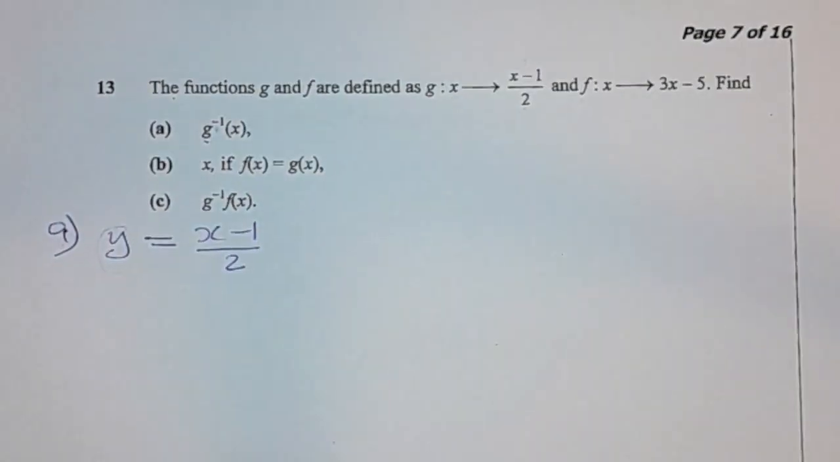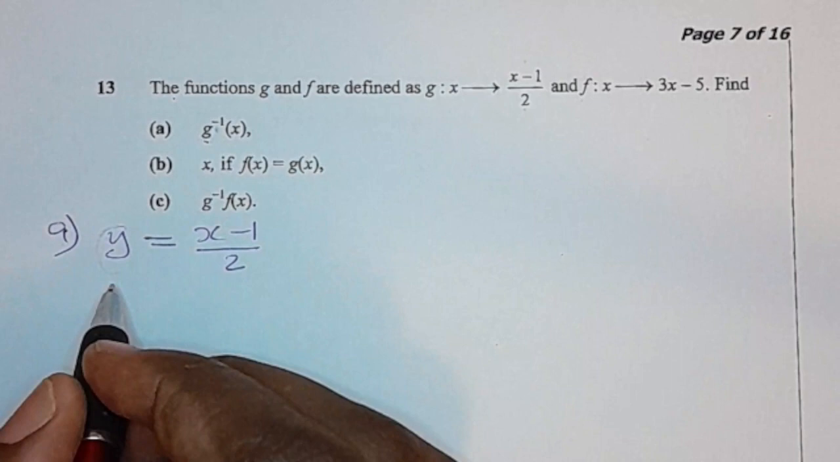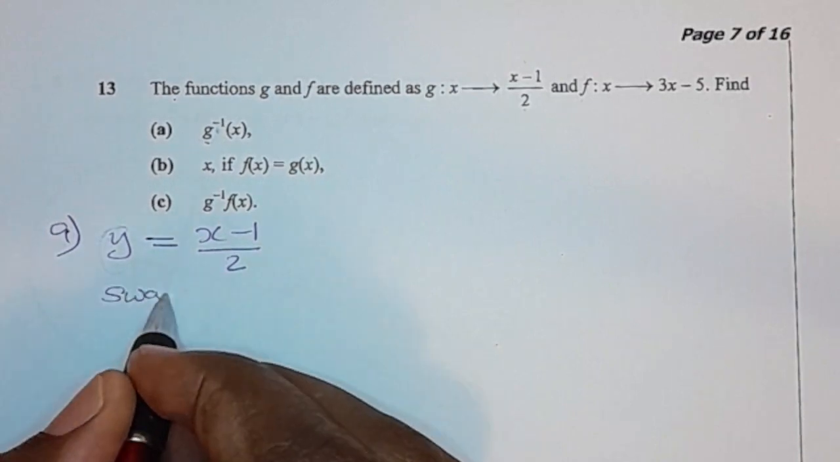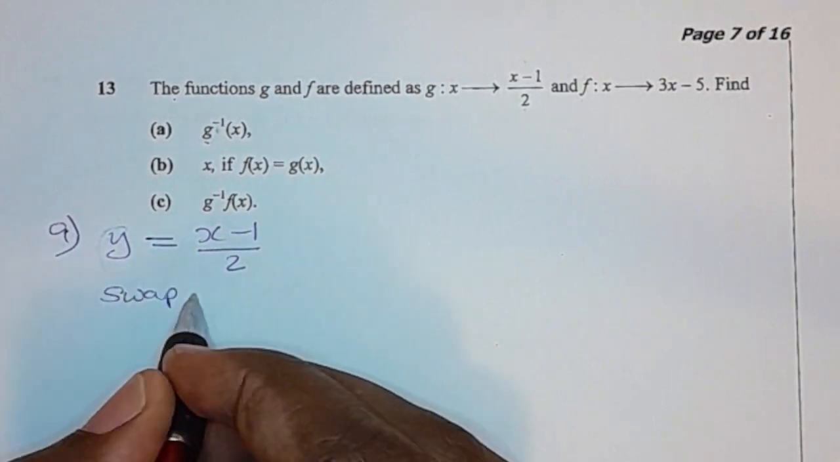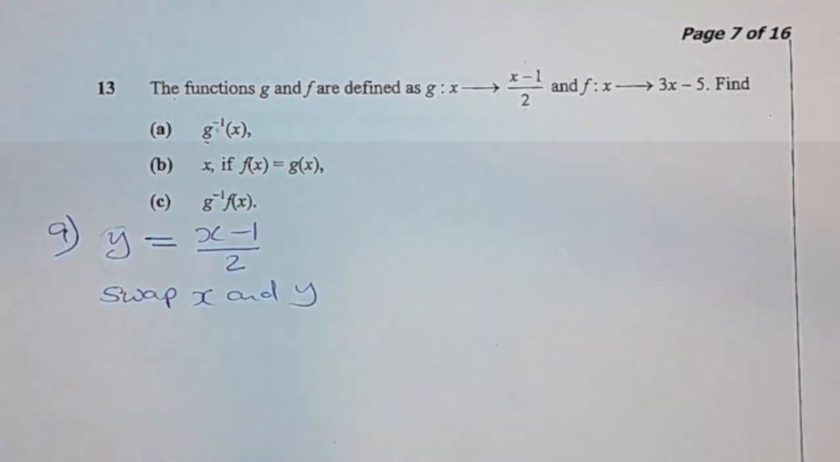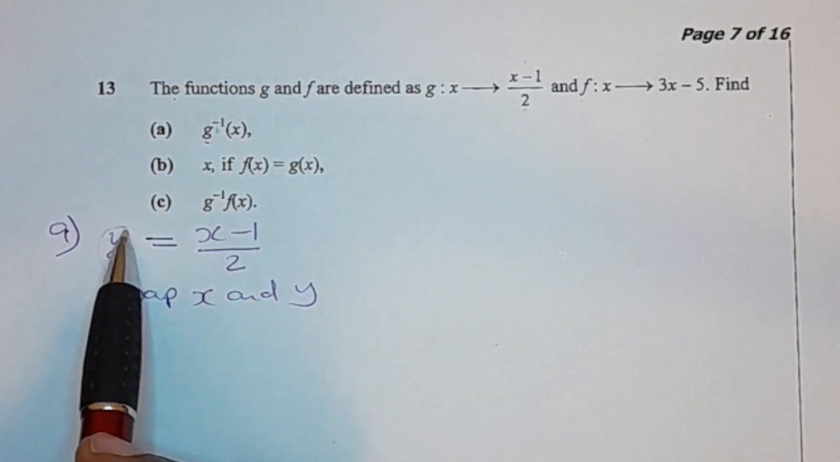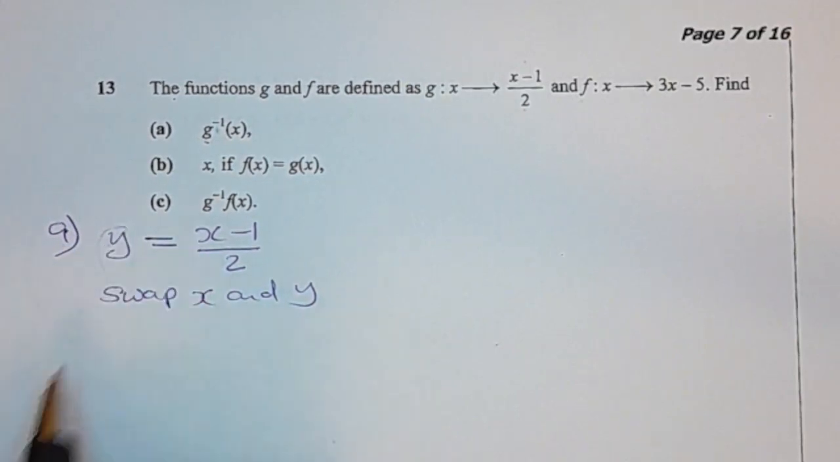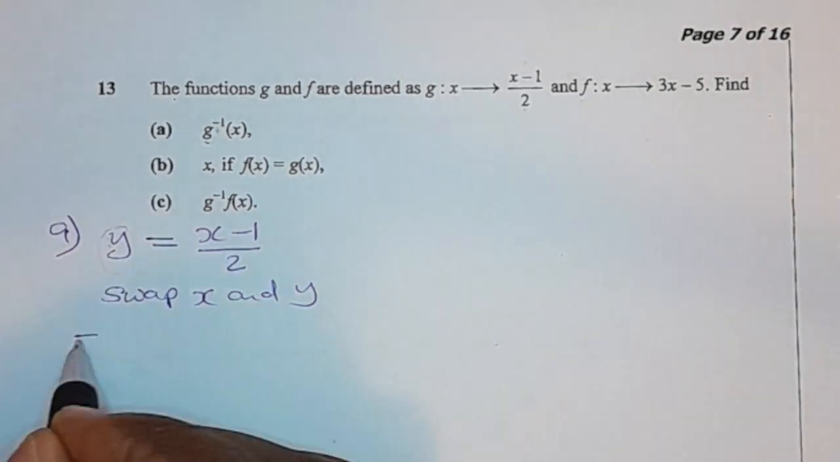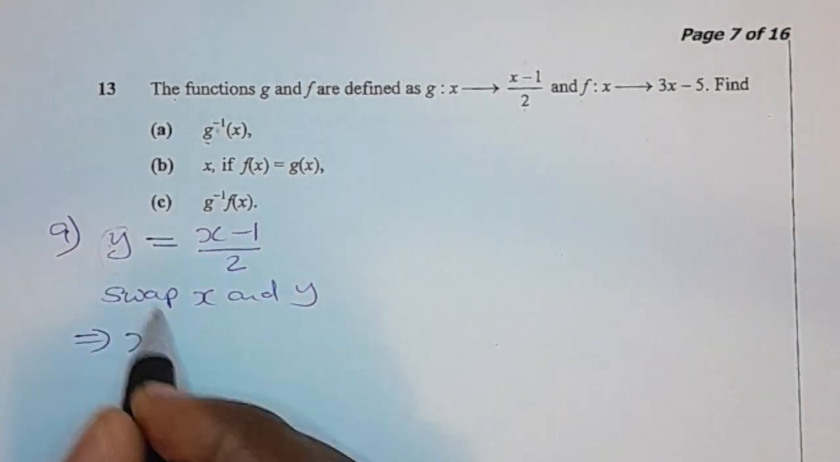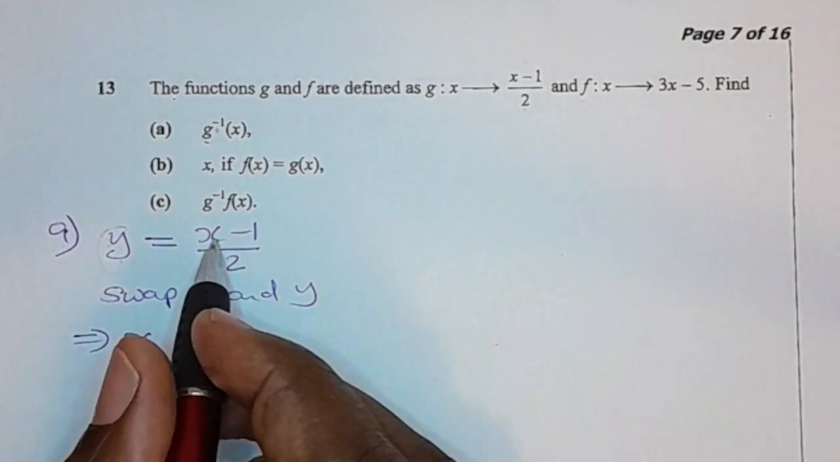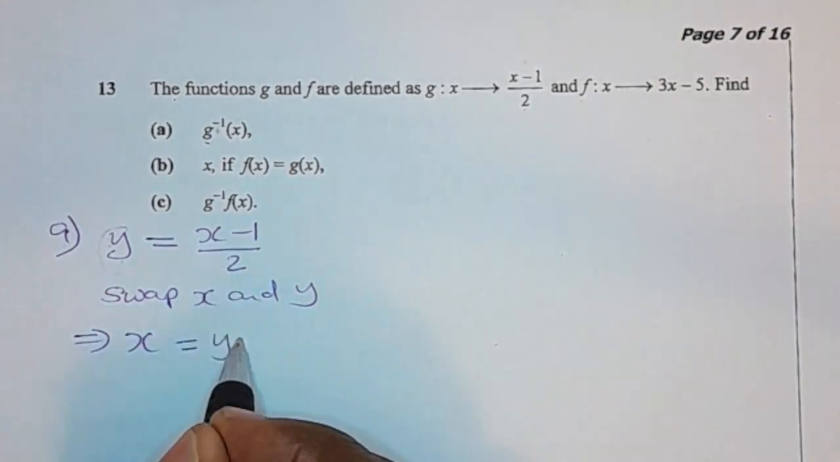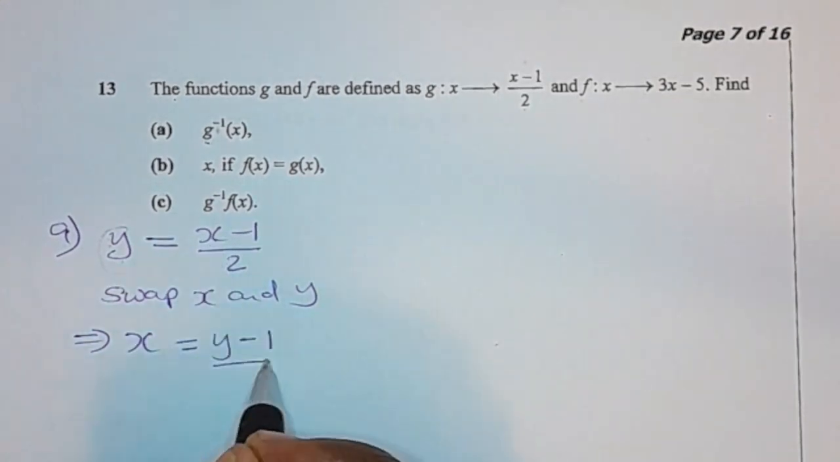Next, swap the variables. So swap x and y. What does it mean? Where there's y, you are going to put x, and where there's x, you are going to put y. So you have x here, where there's y, is equal to, where there's x, you put y minus 1, over 2.